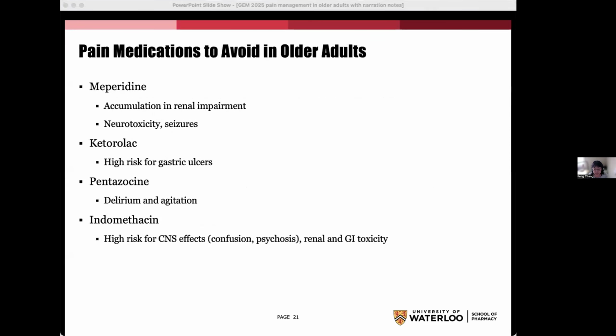Some medications that you do not want to use in older adults, meperidine is one, mostly because of that active metabolite accumulation, especially if the person has renal impairment. There's also neurotoxicity, and ketorolac because of the highest risk associated with gastric ulcers, pentazocine with delirium, and indomethacin for CNS side effects. So if you must choose an NSAID, anti-inflammatory pain medication, stay away from indomethacin if you can help it and choose one of the other NSAIDs.